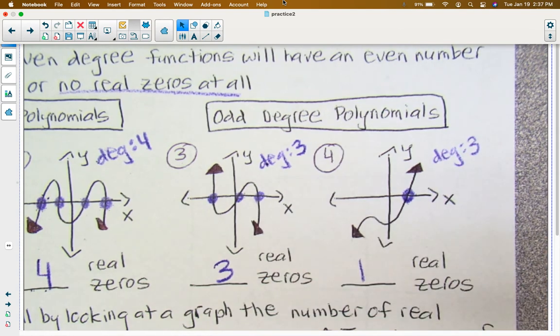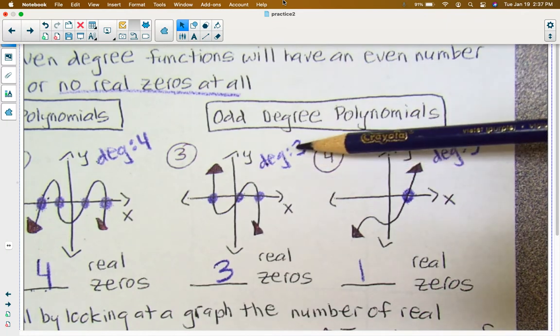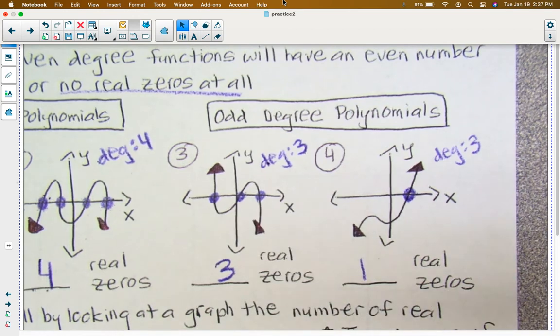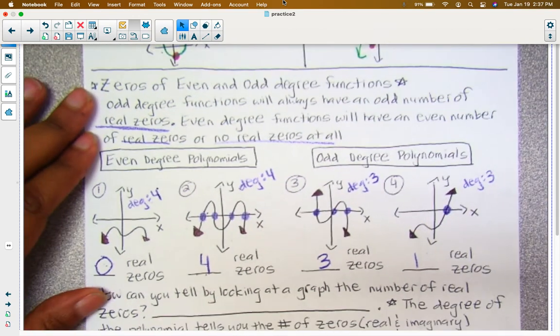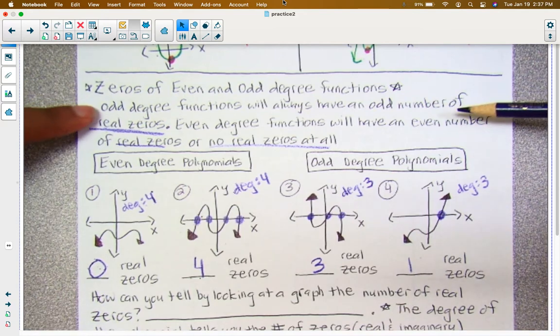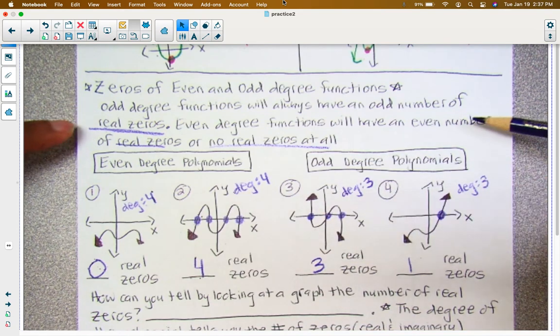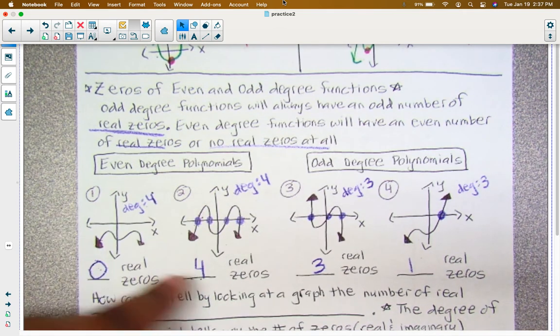So odd degree functions will have an odd number of real zeros. This is an odd degree function. They have an odd number of real zeros. So this is just illustrating what our rule says up there at the top. Odd degree functions will always have an odd number of real zeros. This is my odd degree section over here on the right. Even degree functions will have an even number of real zeros or no real zeros at all. So that's over here on the left side.